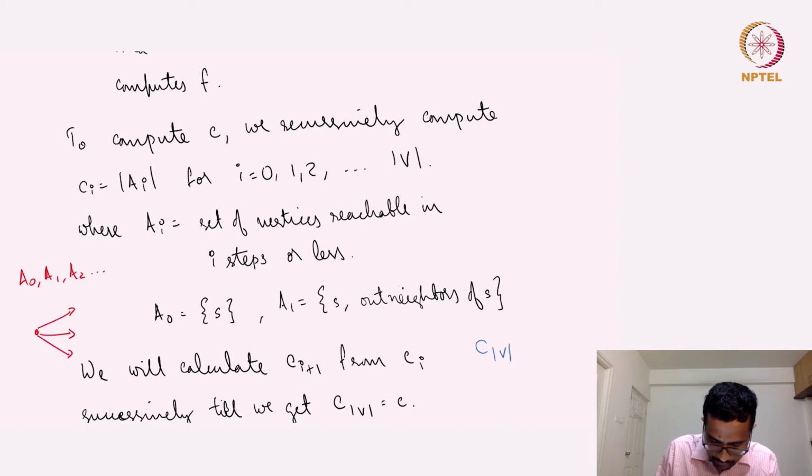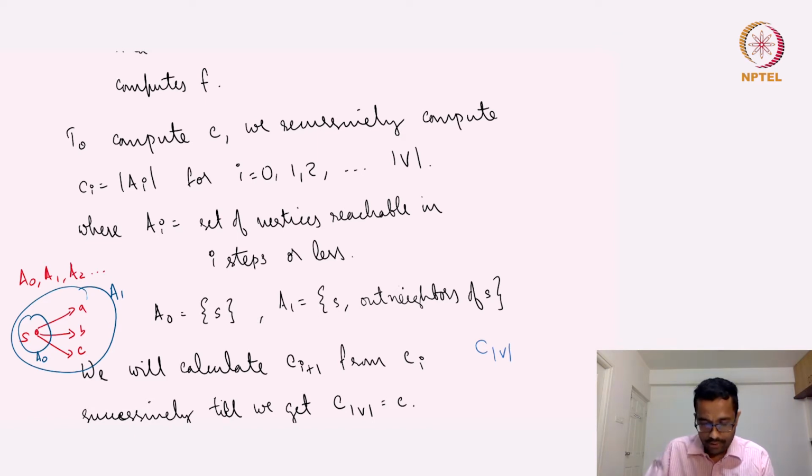For A1, let's say this is S and S has 3 neighbors. Then A1 is all of this. So A1 has 4 vertices, whereas A0 has only 1 vertex.